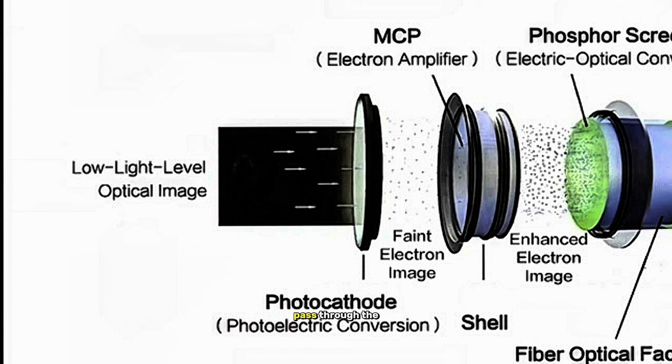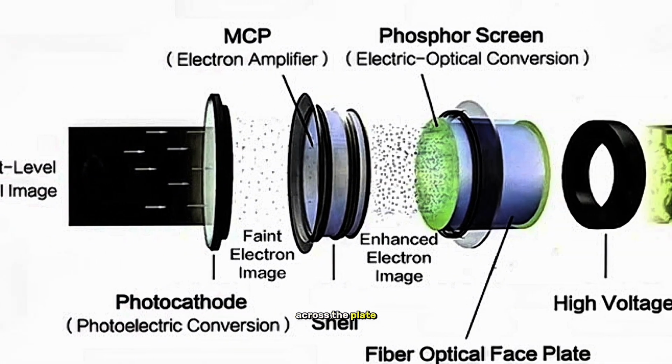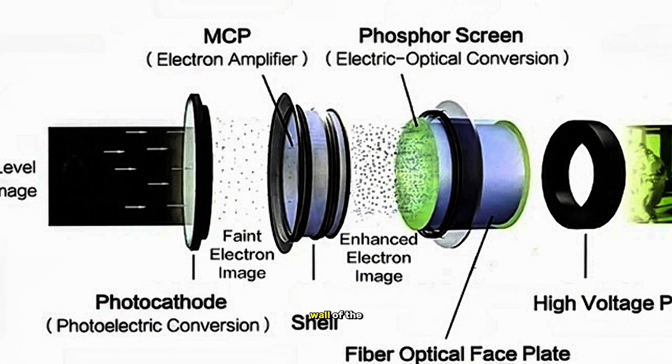Next, this electron passes through the most critical component of the device, the microchannel plate, or MCP. The MCP is a microscopic disc containing millions of tiny glass tubes that are intentionally tilted at a slight angle. This is where a fascinating physics phenomenon occurs, known as secondary emission, where a high voltage is applied across the plate and incoming electrons strike the inner wall of the tube.